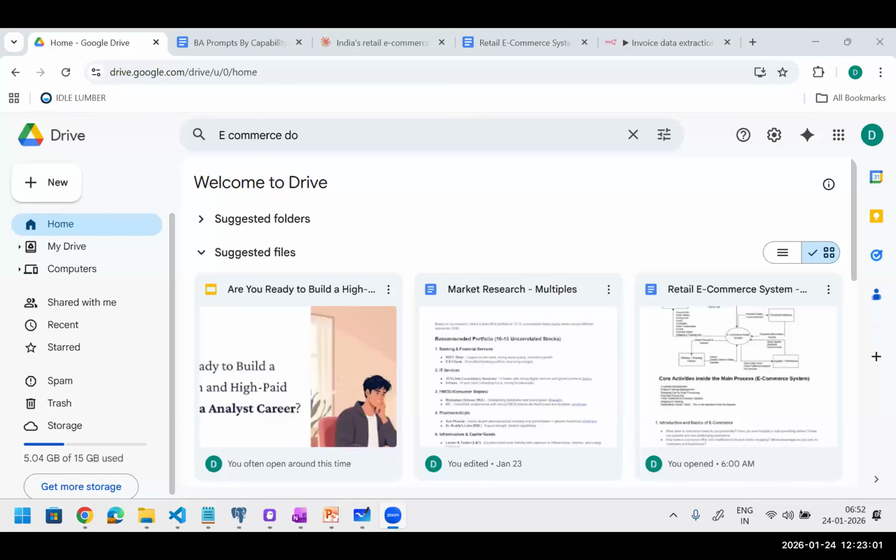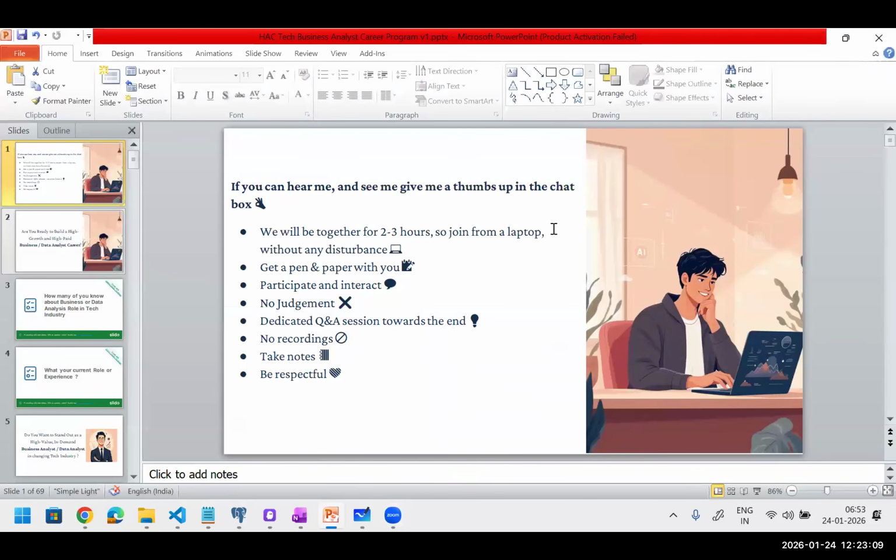Right, I'll share the screen. Okay. Sure. Right. So are you able to see the screen? Yes, yes, yes. Please, I just wanted to see this chat box, your participation.